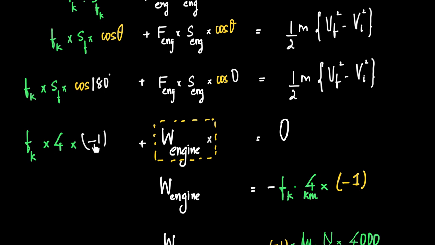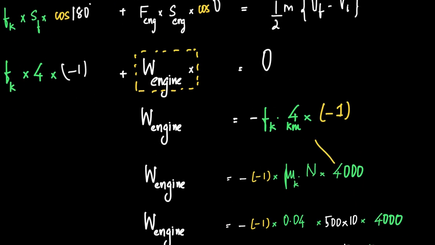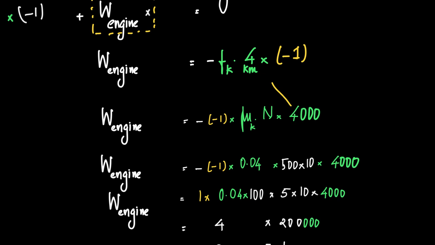So we have Fk into S into minus 1. Now what is Fk into S? It is minus 4 Fk. So we can transpose it to the RHS. Since it is transposed, we'll have one more minus here. Minus into minus will become plus, right? Therefore we have work done by engine equal to plus Fk into 4 kilometer, which is the displacement S, into minus 1, right?